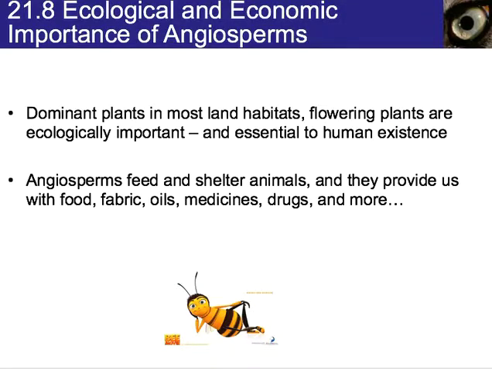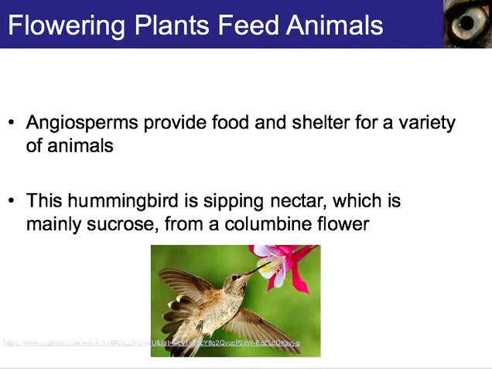Dominant plants in most land habitats, flowering plants are ecologically important and essential to human existence. If you guys have ever watched the Bee Movie, I think it makes it pretty clear that angiosperms, or flowering plants, are extremely important, as are their pollinators. Angiosperms feed and shelter animals, and they provide us with food, fabric, oils, medicines, drugs, and much more. Angiosperms provide food and shelter for a variety of animals. This hummingbird is sipping nectar, which is mainly sugar, from a flower.